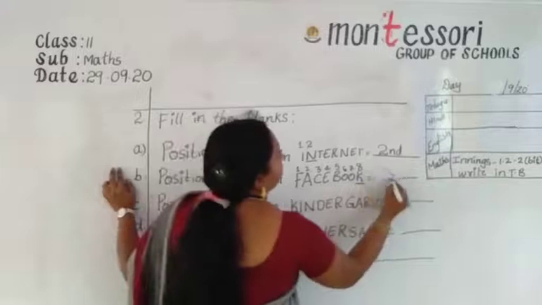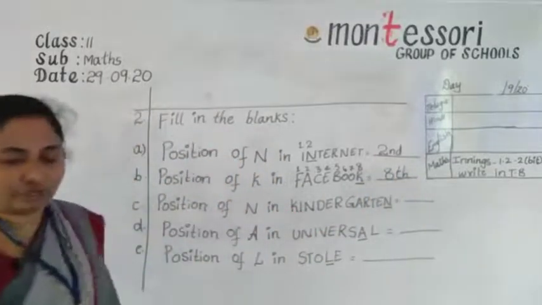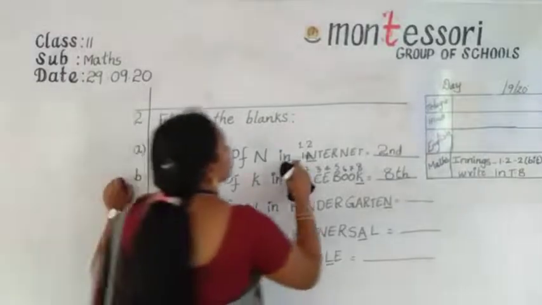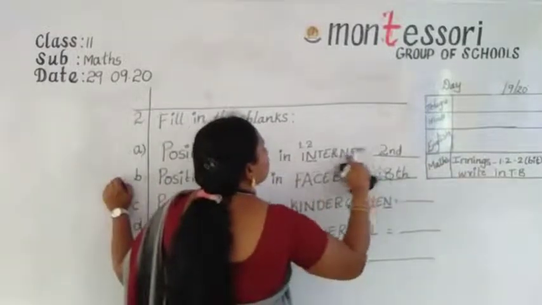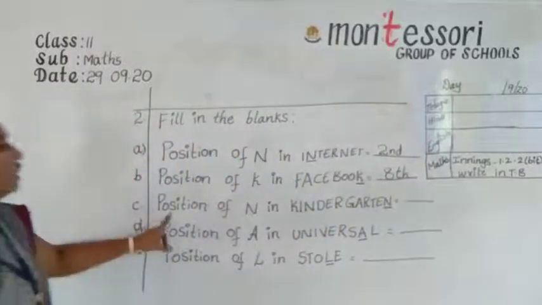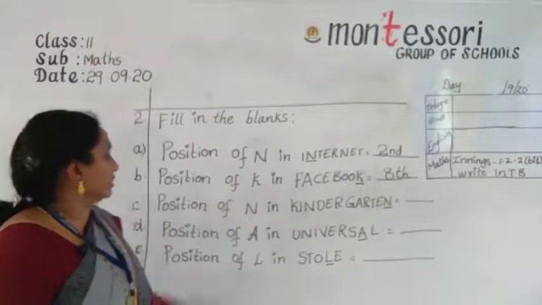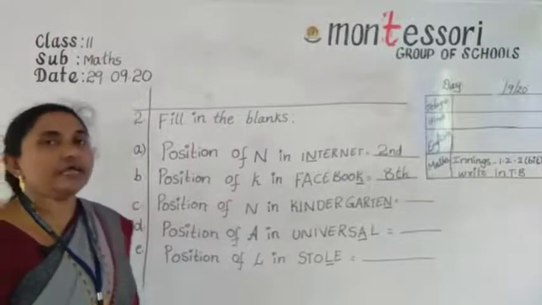Now I am writing here 8th. Understood all of you? Then after this you can rub this one. Next one: position of n in kindergarten.